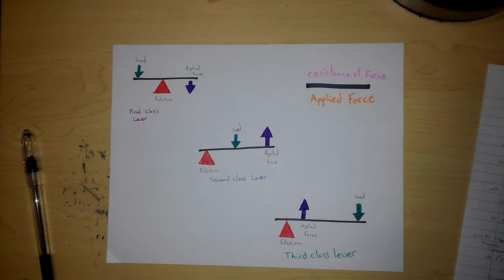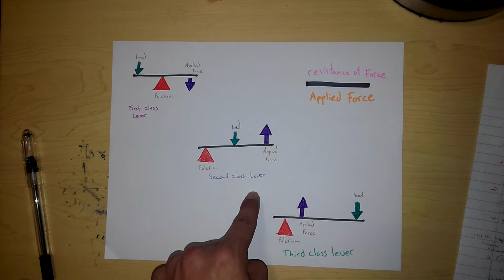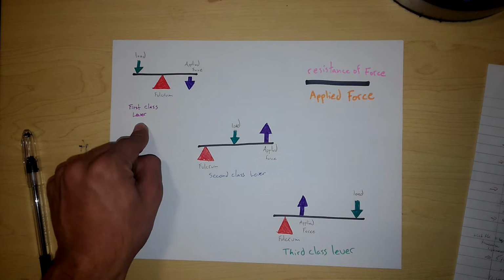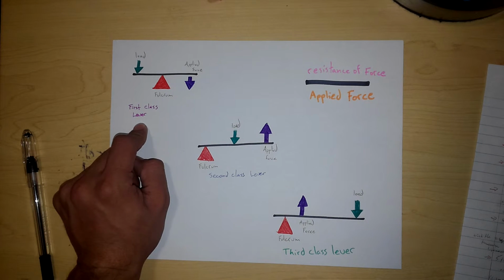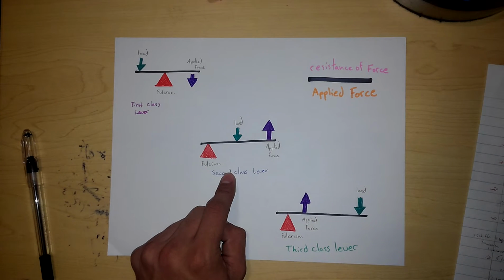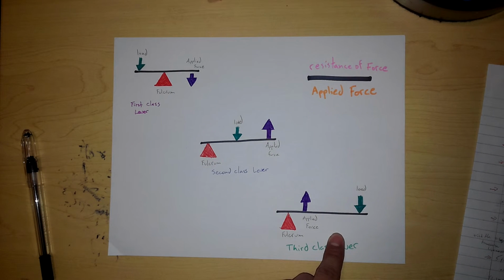There are three different types of class levers: the first class lever, the second class lever, and the third class lever. An example of the first class lever would be tilting the head back and forth. A second class lever example would be raising and lifting from the toes. A third class lever example would be flexing the biceps.